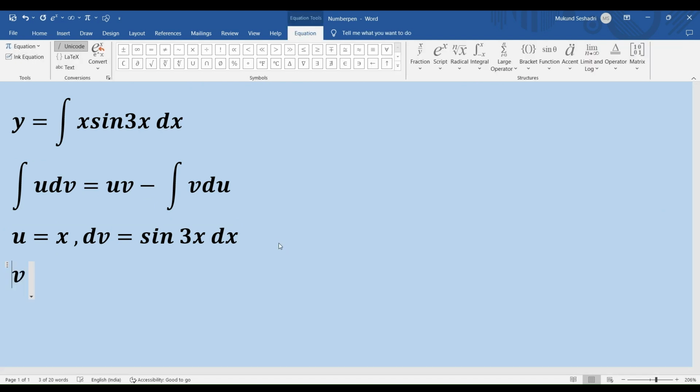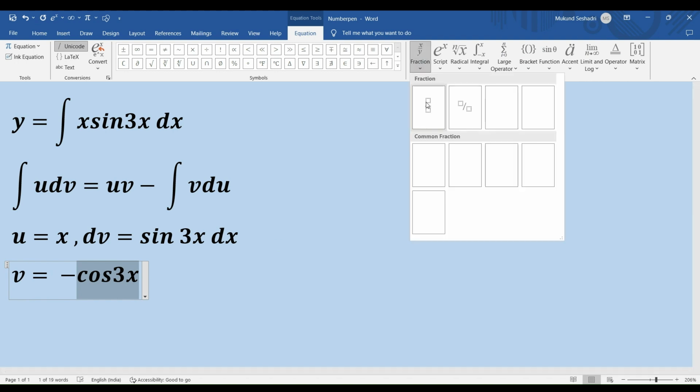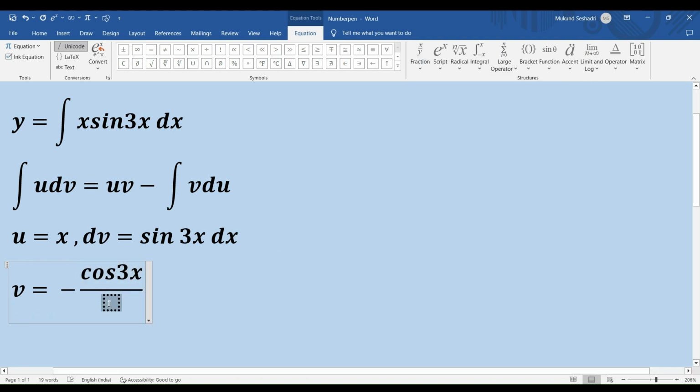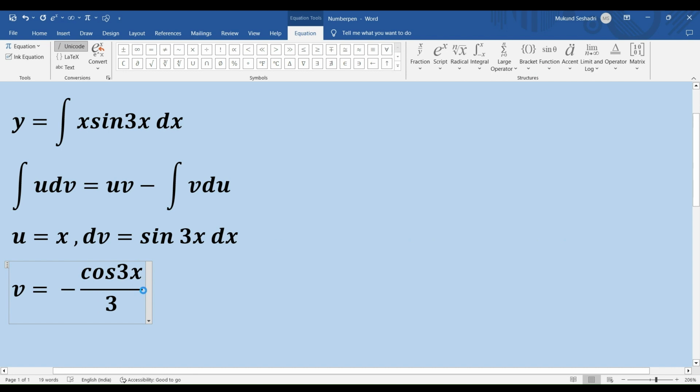So what is my v? My v is nothing but minus of cos 3x by 3, right? And I'm not adding my constant here. I'll reserve my constant towards the end, right? So this is my v, and I will also need my du. I know that my u equals x, therefore my du equals dx, right?